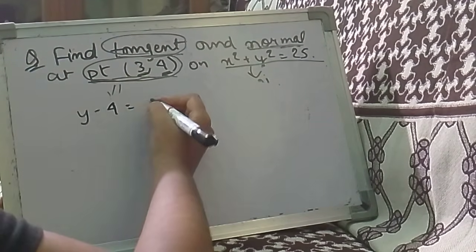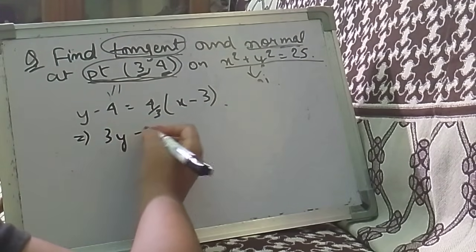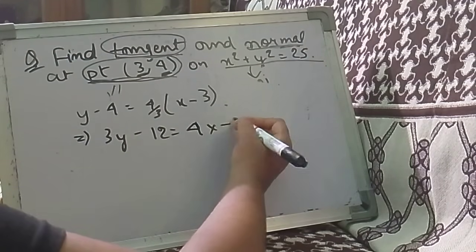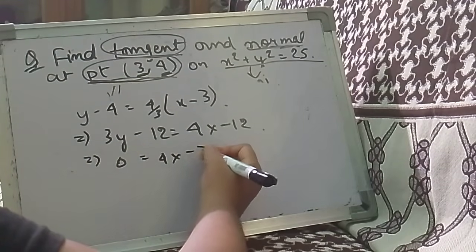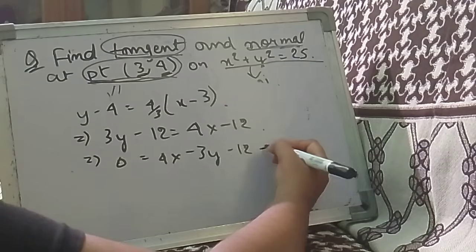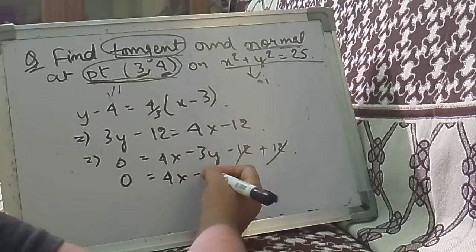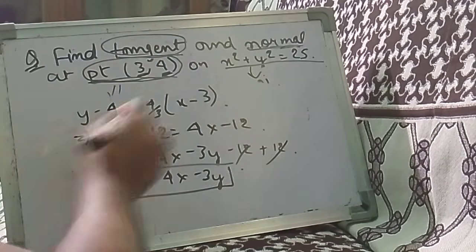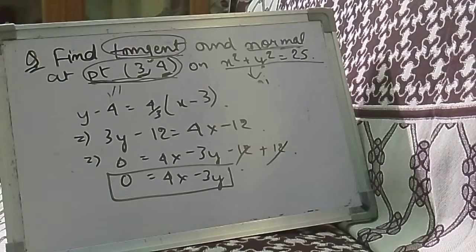y minus 4 is equal to 4 by 3 into (x minus 3). It becomes 3y minus 12 is equal to 4x minus 12. So it becomes 0 equals 4x minus 3y minus 12 plus 12, so it becomes 0 equals 4x minus 3y. So this is the equation. Let's move on to our next question.